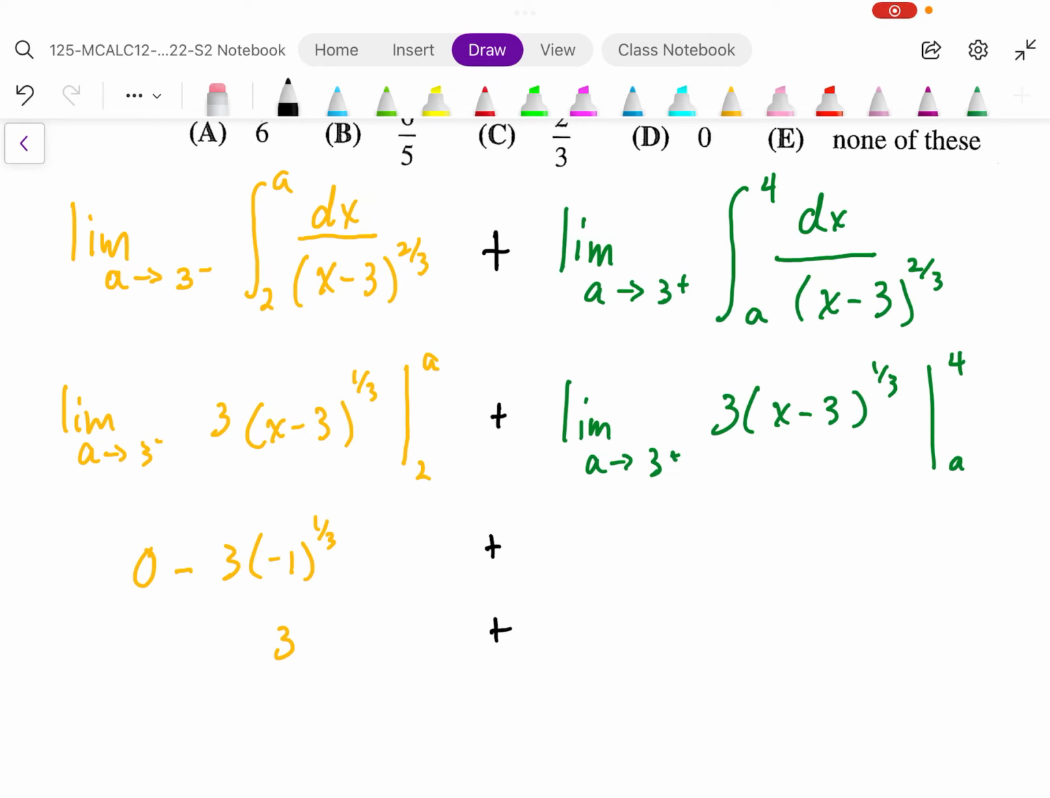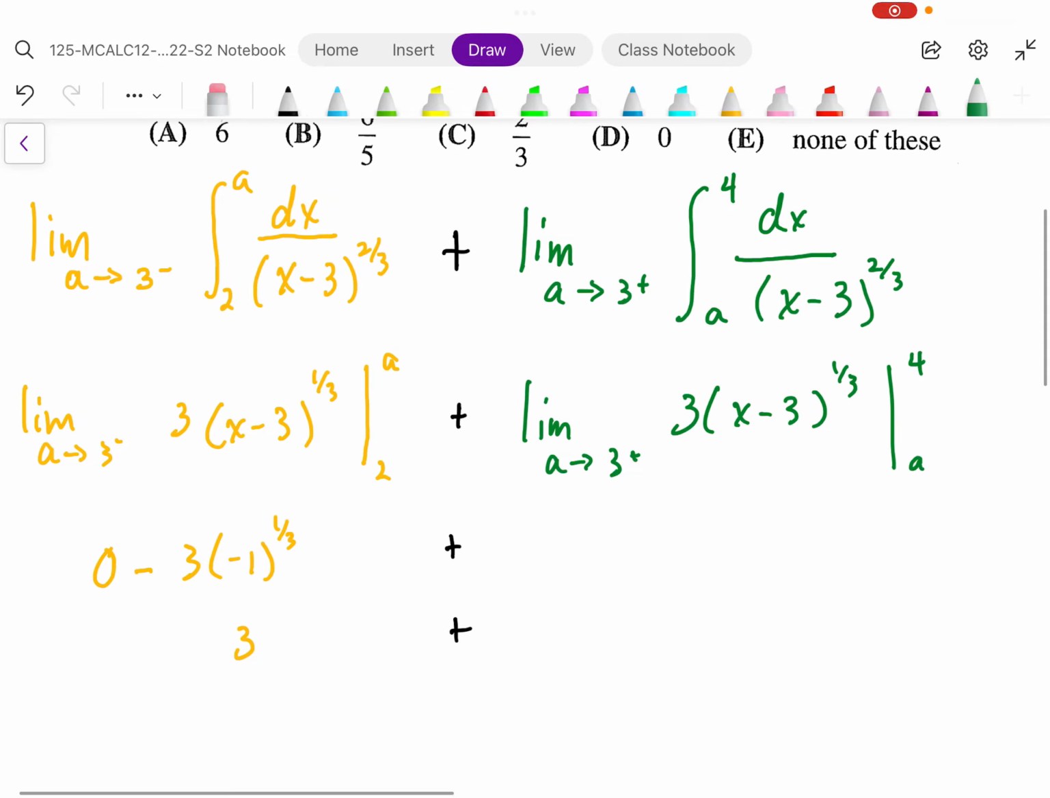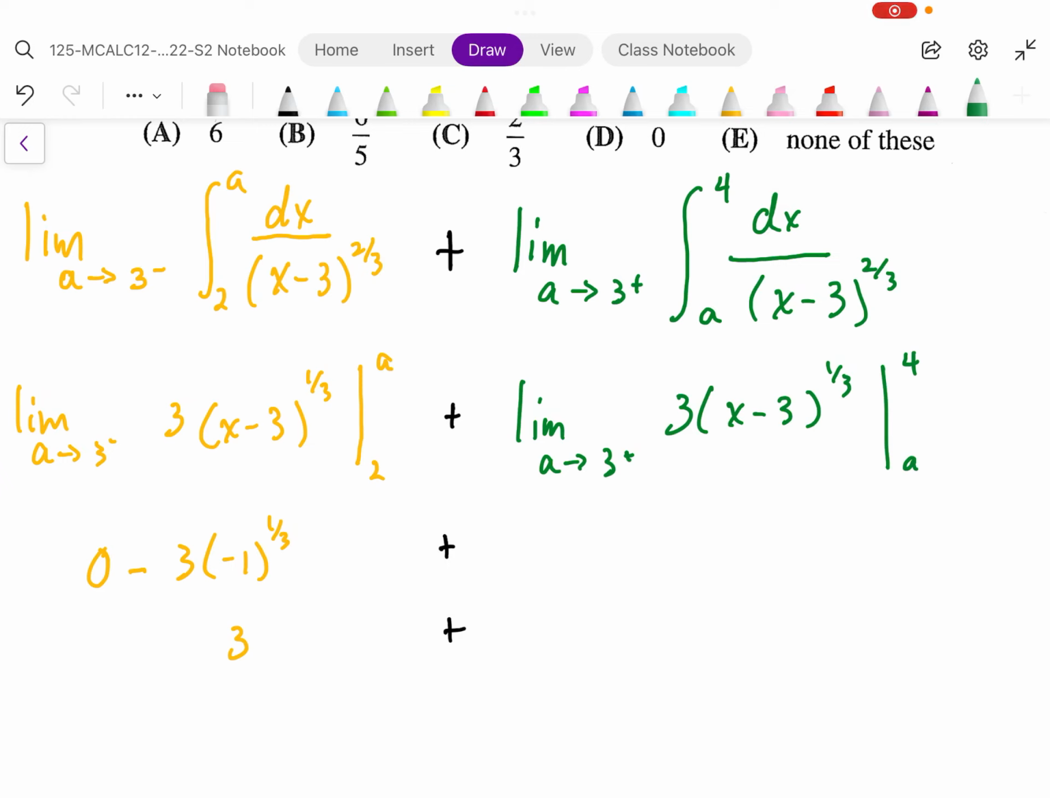Plus, I'm going to do the green side here, so I'm going to plug in 4 into this, so I'm going to end up with 3 times (4 minus 3) to the power 1/3. That's going to be equal to 1 minus, when I plug 3 into there, I'm going to end up with 0. So there's my area from the green part. This is the area from the yellow part. And when I work this out, I get an area of 3.